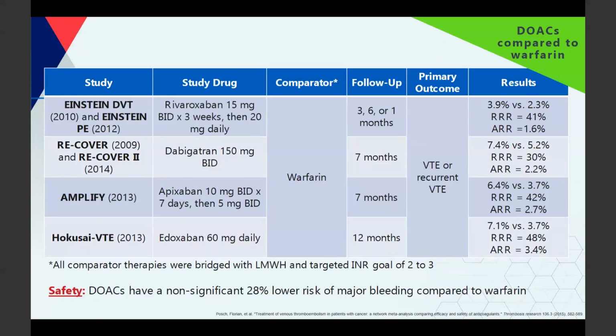The duration of follow-up was between 3 and 12 months, and the primary outcome was recurrent VTE or VTE. These studies found that DOACs reduced the risk of VTE or recurrent VTE by 30% to 48% relative to warfarin, and reduced the absolute risk by 1.6% to 3.4% overall. In terms of safety, DOACs had a non-significant 28% lower risk of major bleeding compared to warfarin.